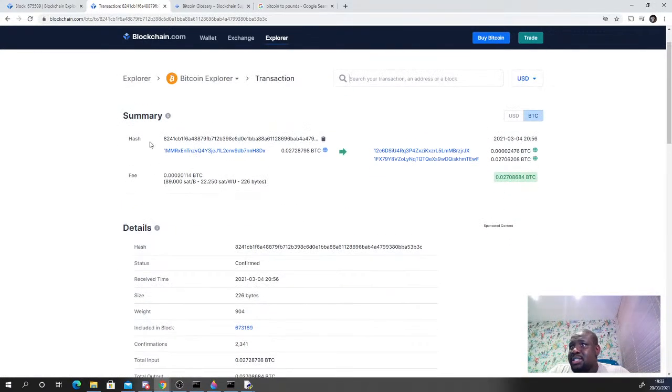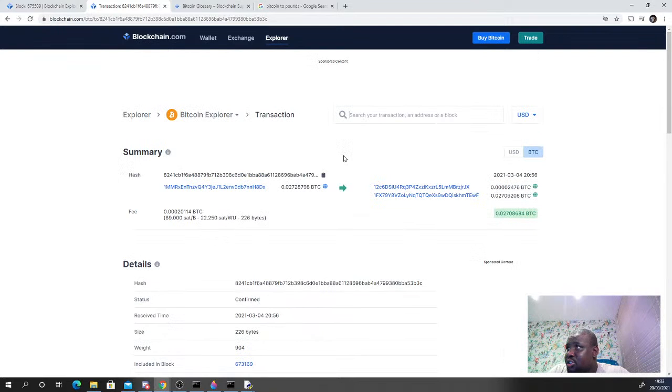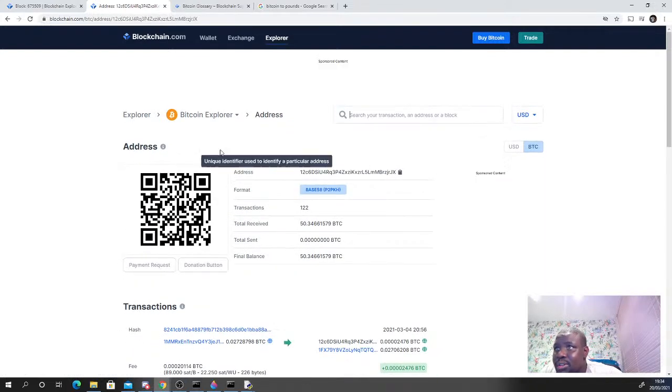So if you send this transaction, the transaction should actually have who sent it, who this transaction is coming from, and who the transaction is going to. Okay, and this is the hash of the transaction. So let's see who this transaction is coming to, the account.